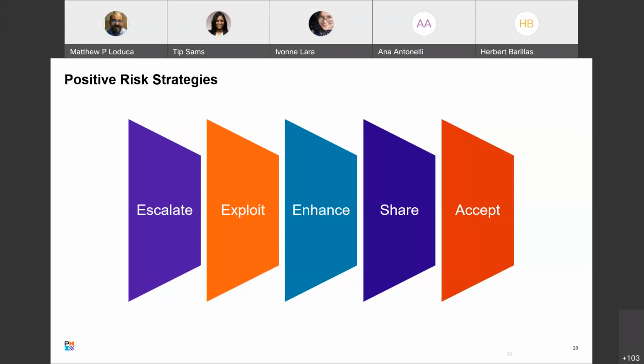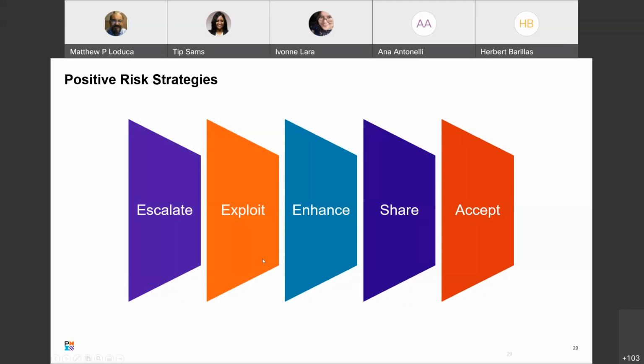Share is kind of along the lines of, I would almost call it, transfer instead of mitigate. But hey, we're going to do this. We're going to share credit with somebody else. We're going to whatever, and then accept. Hey, if it happens, it happens. If the opportunity is there, we do our stuff, but it doesn't materialize. Well, we accept it. So it's there.